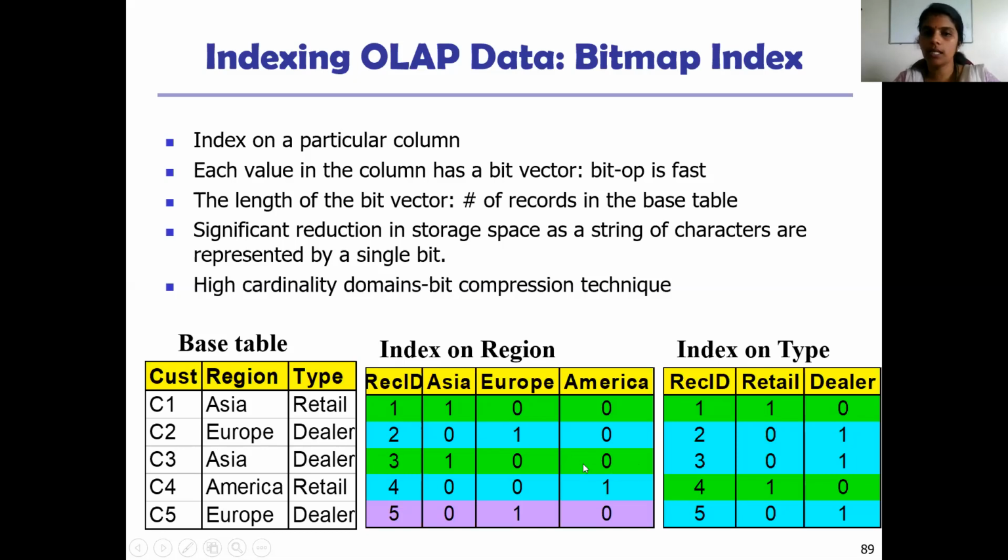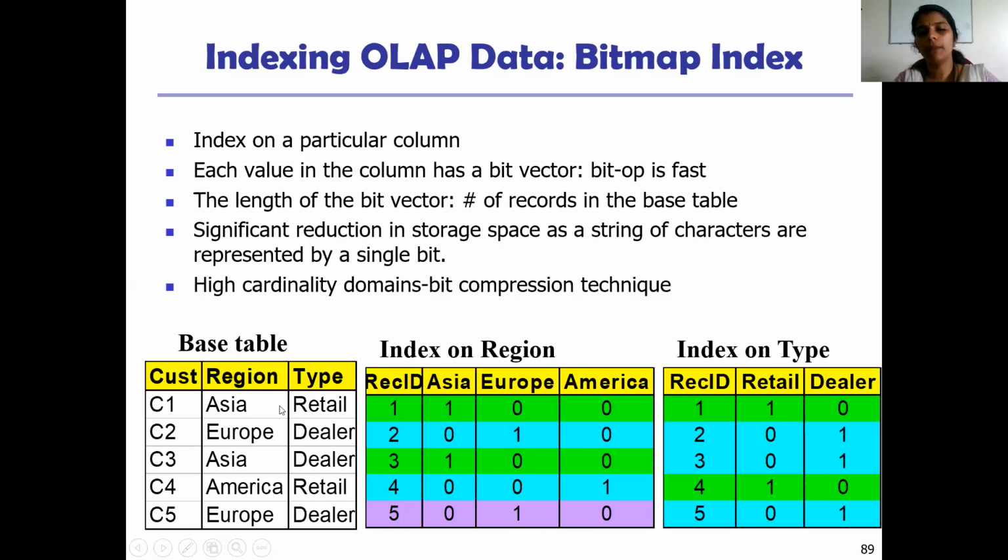What is the advantage here? Instead of representing as Asia, Europe, see here for C1 I have mentioned Asia. Again for C3 also I have mentioned Asia. So I am doing redundant data storage. Again and again I am mentioning Asia as full string of character. But here what I am doing, I am using a single bit to represent my data value. So that means there is a significant reduction in storage space as a string of characters. The whole Asia, that's a string of character, is represented by a single bit over here.